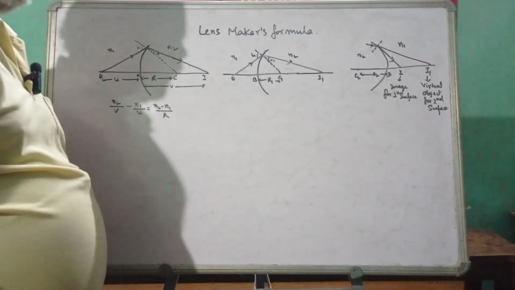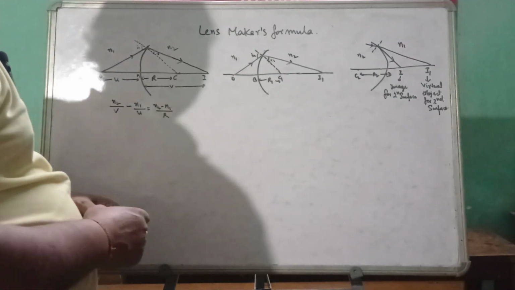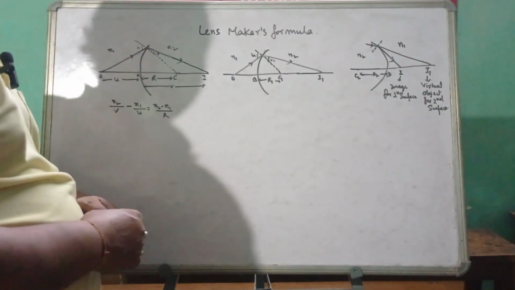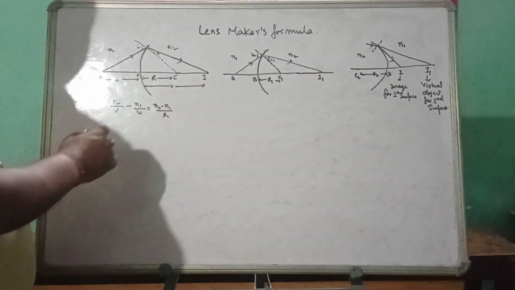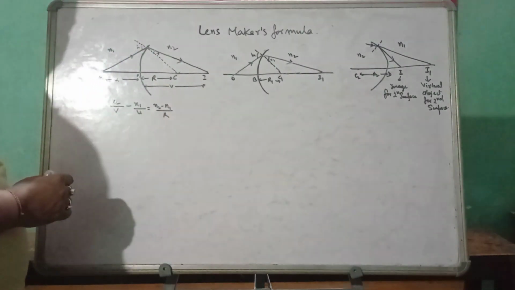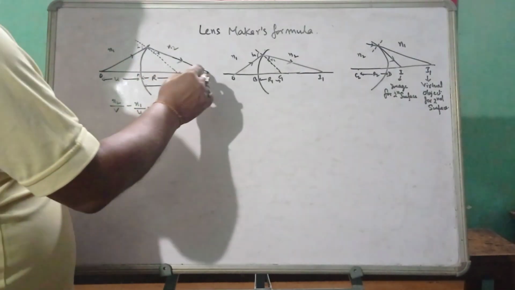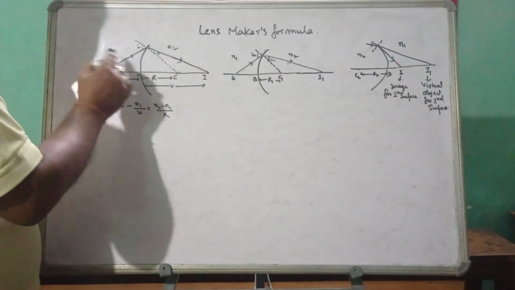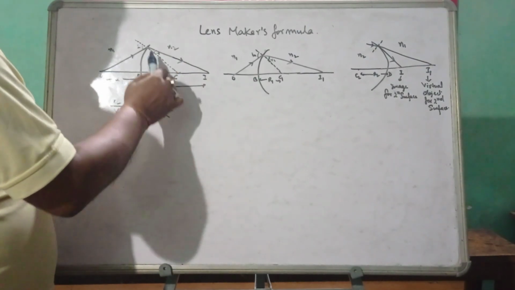This is for class 12. This is the lens maker formula. I'm going to derive it as per the book. First of all, this is the main setup, where this is taken as a point source, this side is air, and this whole side is the lens portion.